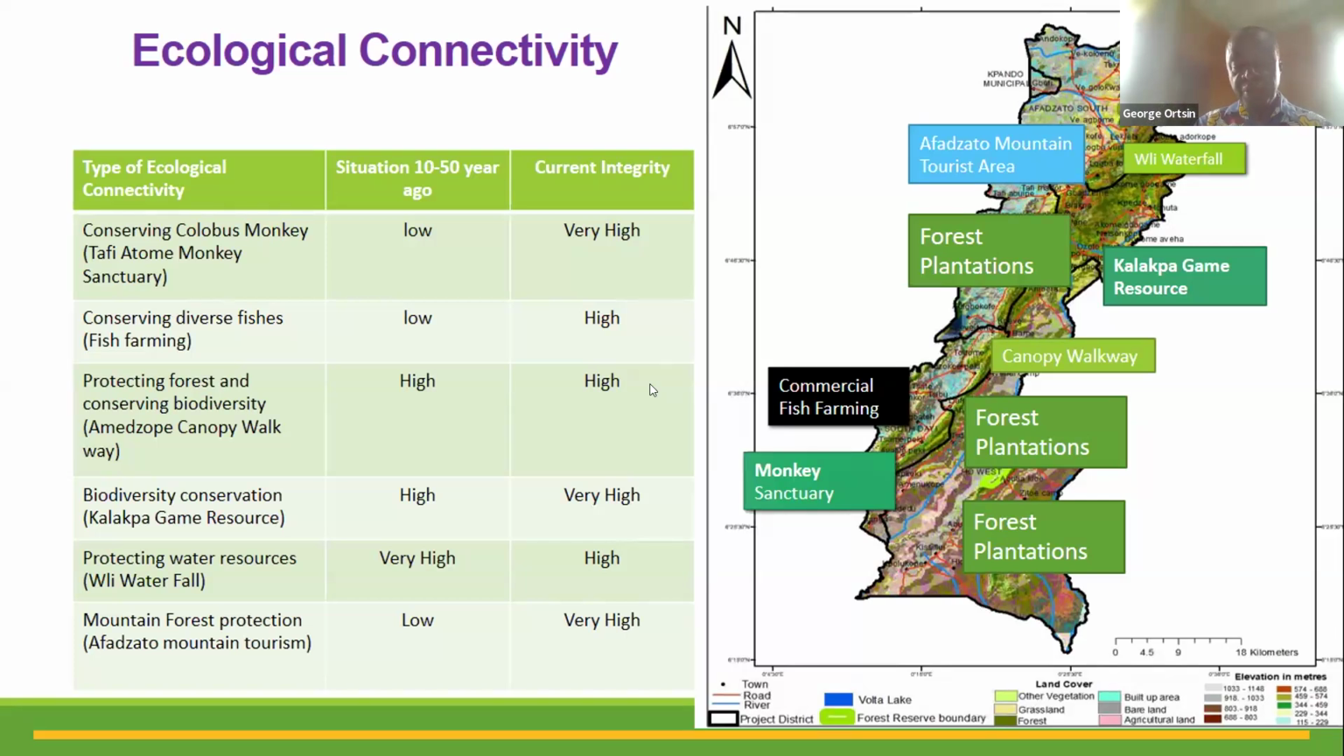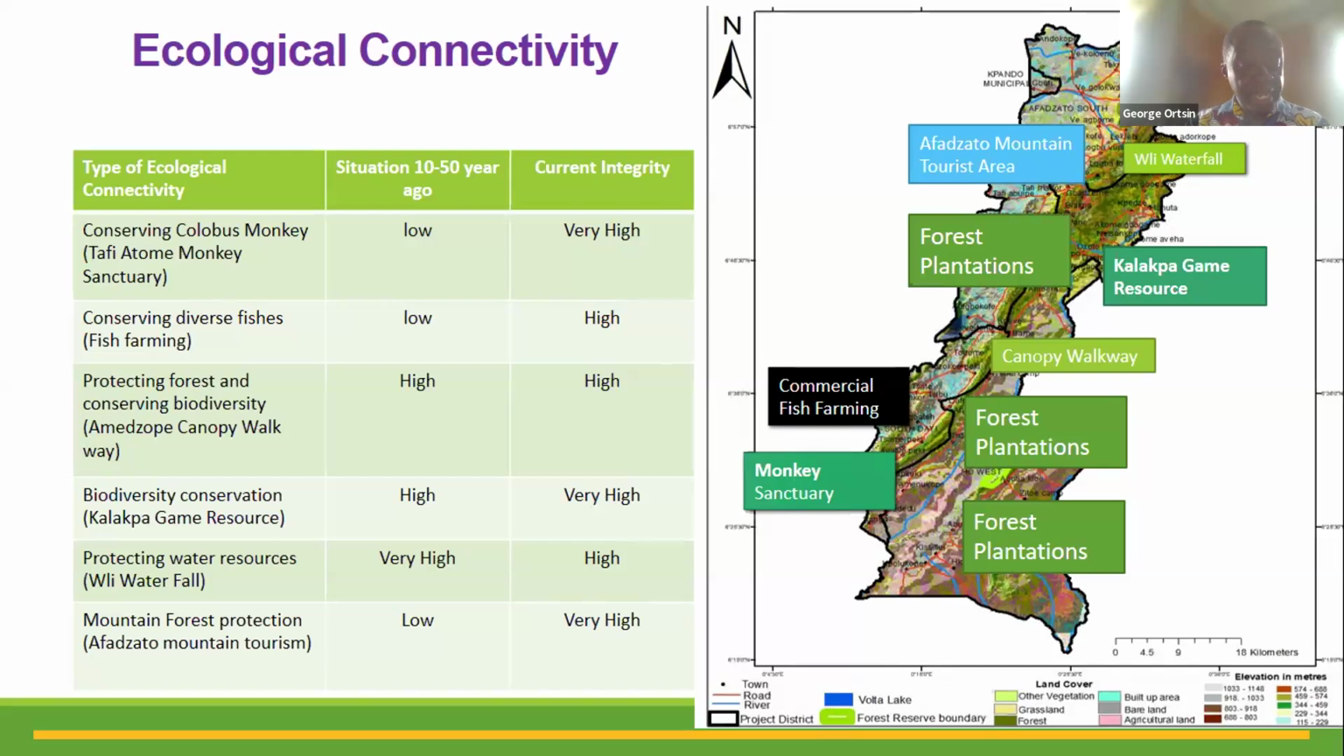So if we look on the map, we have the monkey sanctuary. We have identified that one. Then we have an area that is conserving fishes. They do a lot of fish farming, commercial fish farming. It is close to the lake. In the past, it was low, but the current integrity is very high because a lot of private sector investment is also there. Now, there is a canopy walkway in one of the areas that the Small Grant had conserved years ago. And now it is being held in high esteem and the integrity is still high.